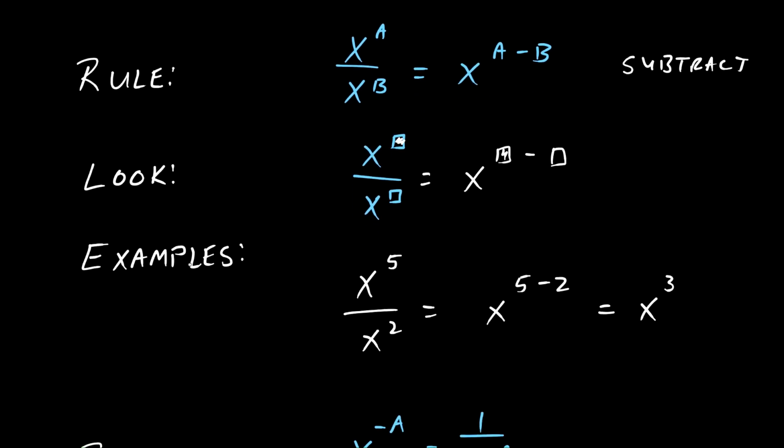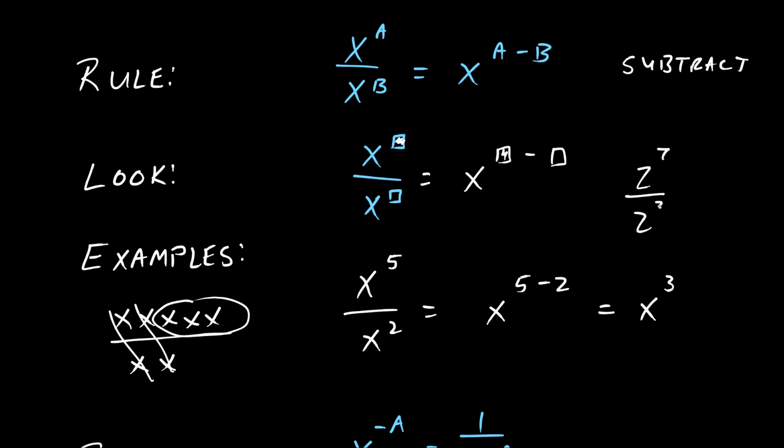And the reason for this, you might look at it this way. If x to the fifth, I would have 5 x's multiplied. And down here, I'd have 2 x's multiplied, and you can cancel those out and you're left with 3, which is why it's subtraction. And again, it works with numbers as well. So if I was to squeeze in a little example here, if we have 2 to the 7th over 2 to the 3rd, we just do 2 to the 7 minus 3, which is 2 to the 4th.